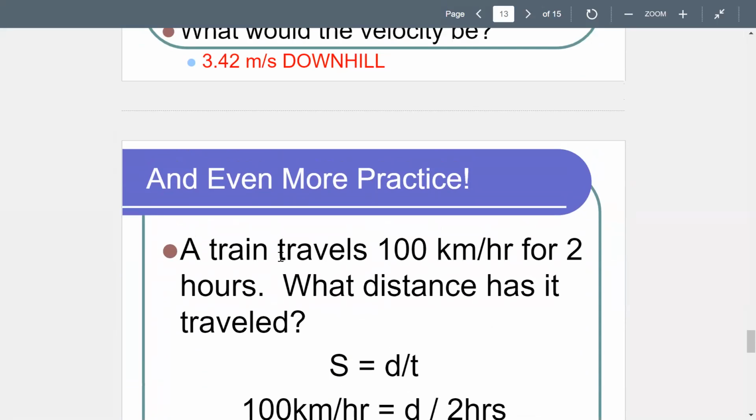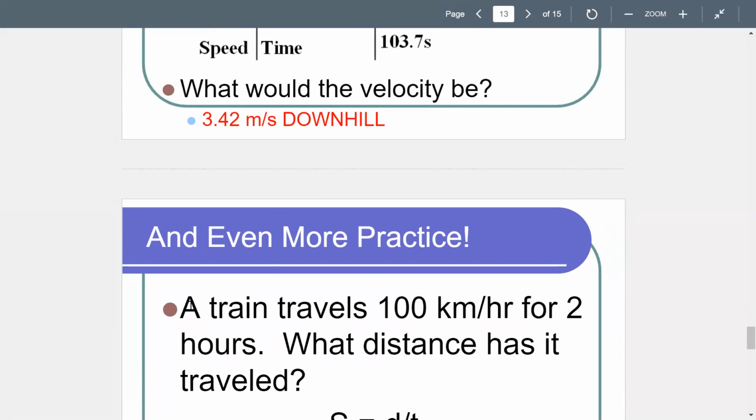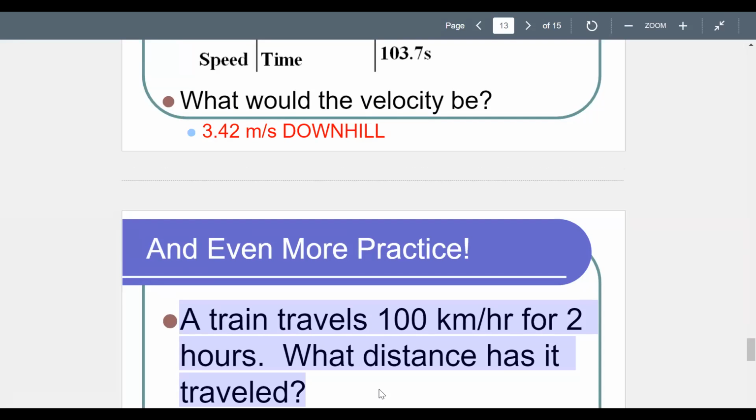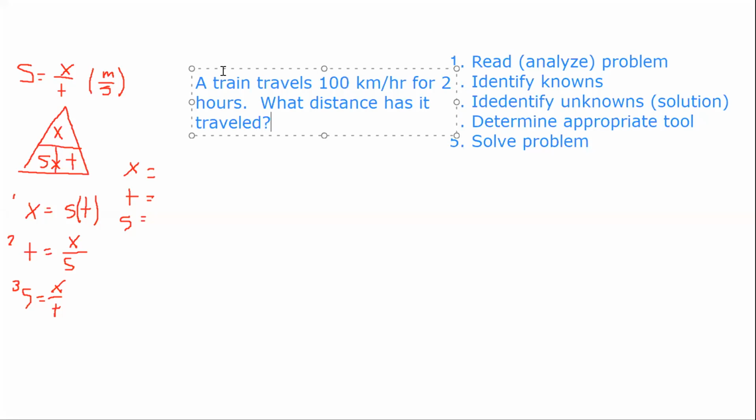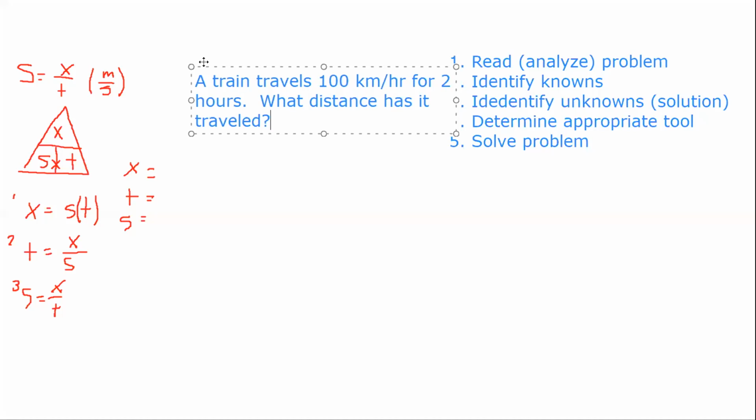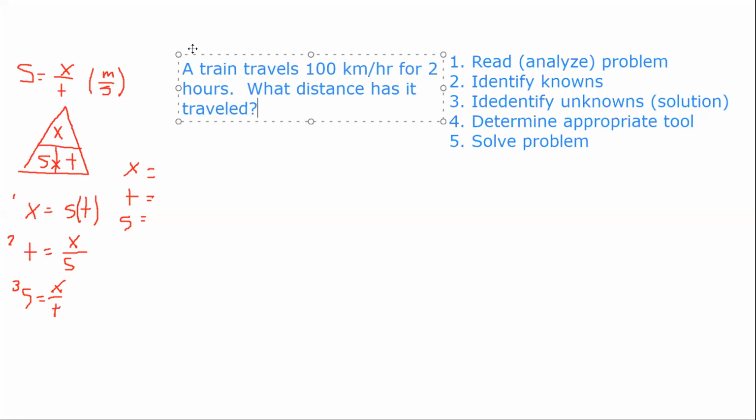So even more practice. We're going to copy that in, and I want you to try this. Just go through the process, even if you did just see me show the answer. So go through your process. A train travels 100 kilometers per hour for 2 hours. What distance has it traveled?